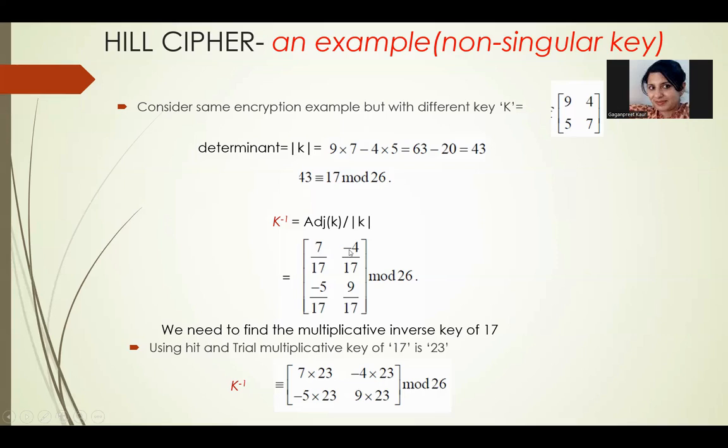So 7, minus 4, 9, minus 5, divided by 17, that is the value of this determinant. Now this is a difficult thing, to find the division in modular arithmetic. So what we do is, we replace it by the multiplicative inverse of the determinant. That is, 17 is my determinant. I find its multiplicative inverse.